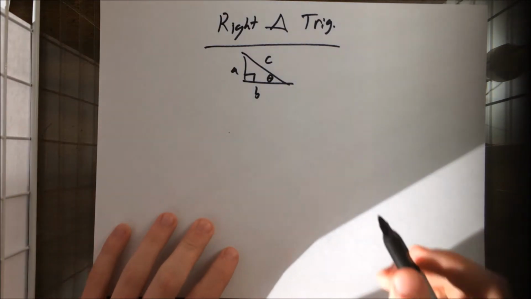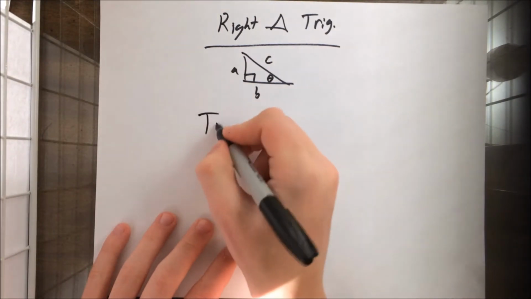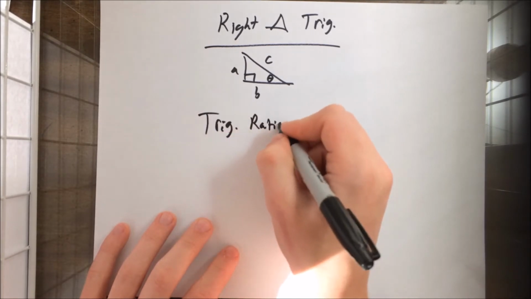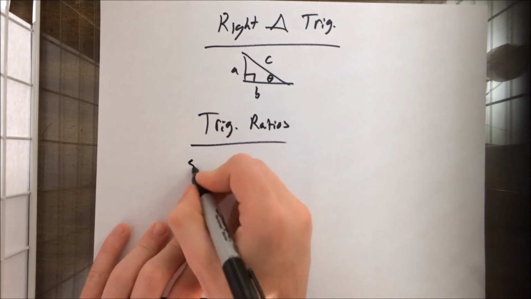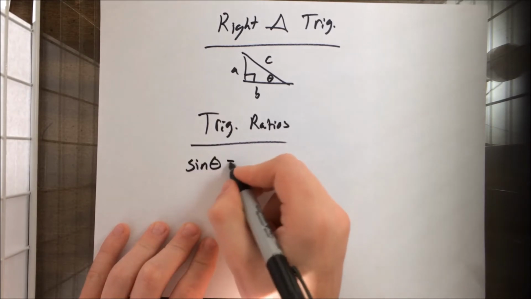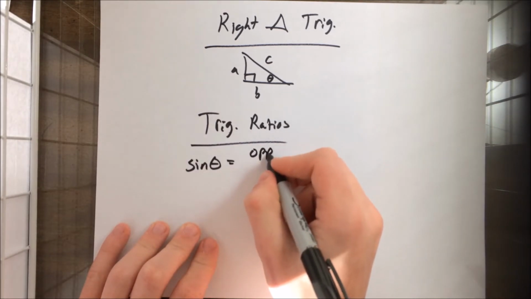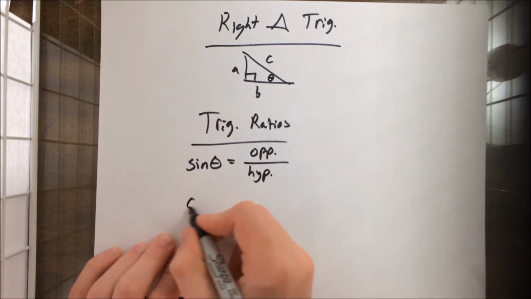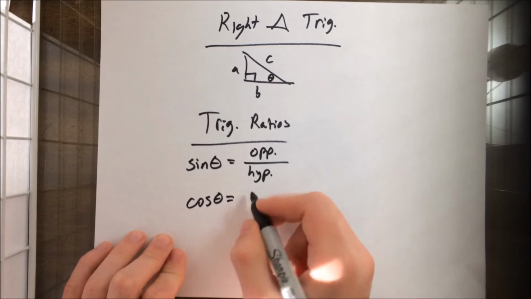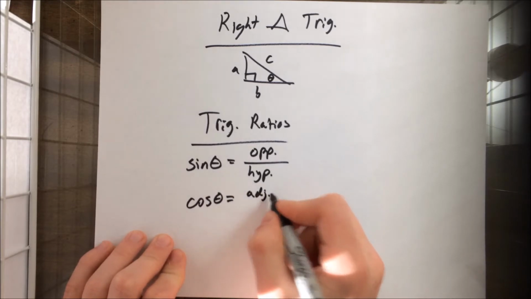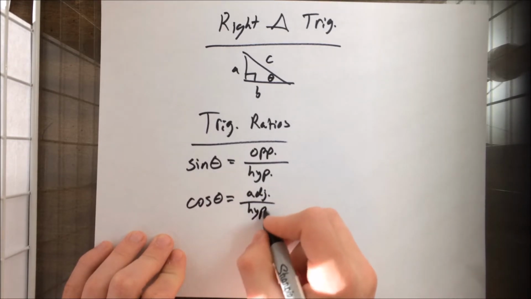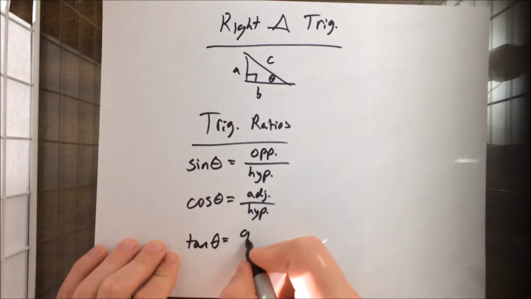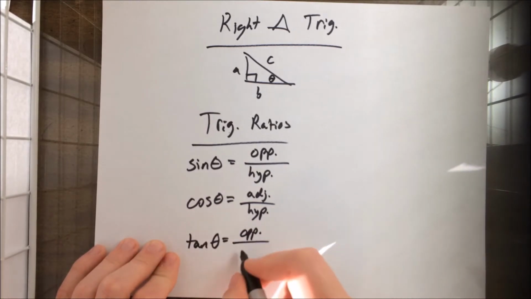trigonometric ratios. So these trigonometric ratios, trig ratios, are sine of theta equals opposite over hypotenuse. The cosine of theta equals adjacent over hypotenuse, and tangent of theta equals opposite over adjacent.